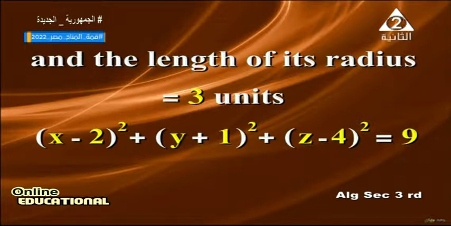If the general equation is required, what do you do? It is easy. Expand the first bracket, second bracket, third bracket: x squared plus 4 minus 4x, plus y squared plus 1 plus 2y, plus z squared plus 16 minus 8z, minus 9 equals 0, and sum number with number, x with x, to calculate the general equation.